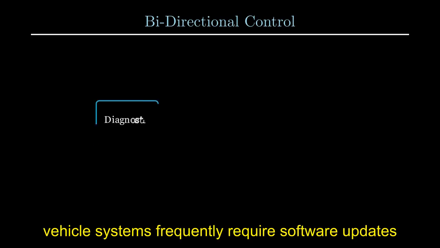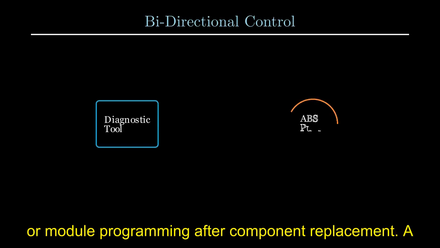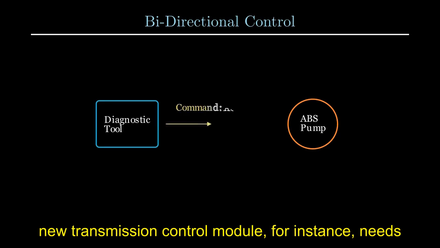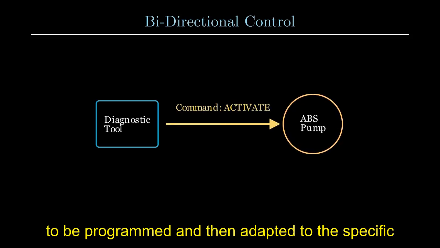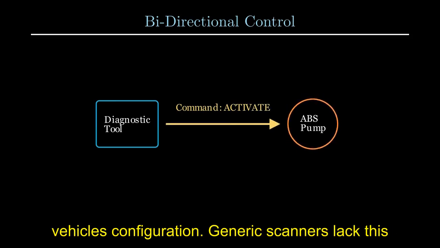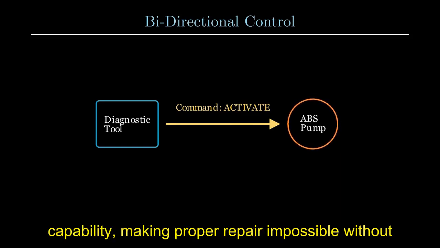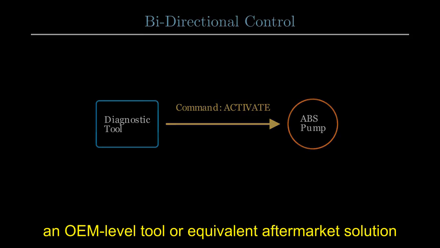Modern vehicle systems frequently require software updates or module programming after component replacement. A new transmission control module, for instance, needs to be programmed and then adapted to the specific vehicle's configuration. Generic scanners lack this capability, making proper repair impossible without an OEM-level tool or equivalent aftermarket solution with programming functionality.